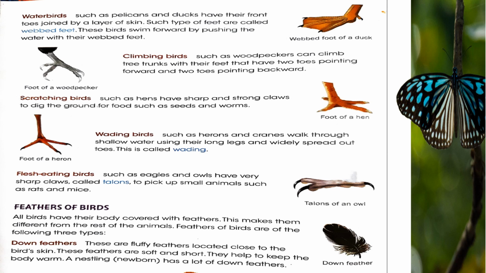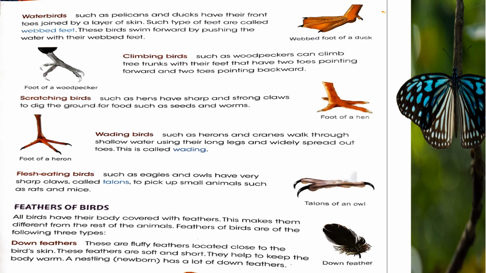Water birds, such as pelicans and ducks, have their front toes joined by a layer of skin. Such type of feet are called webbed feet. These birds swim forward by pushing the water with their webbed feet. Climbing birds, such as woodpeckers, can climb tree trunks with their feet that have 2 toes pointed forward and 2 toes pointed backward.